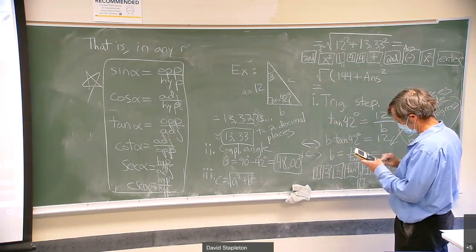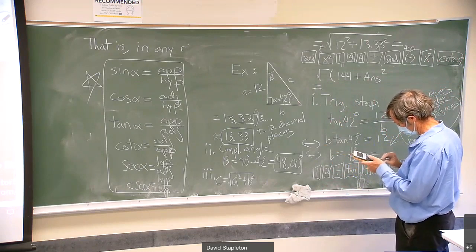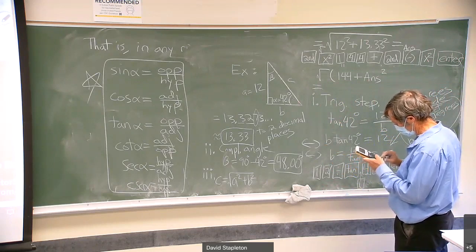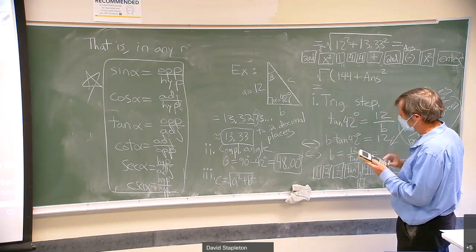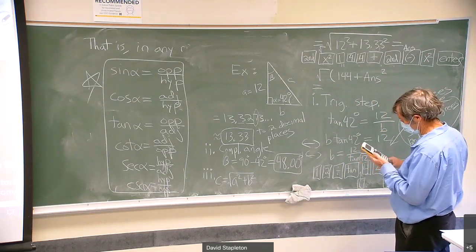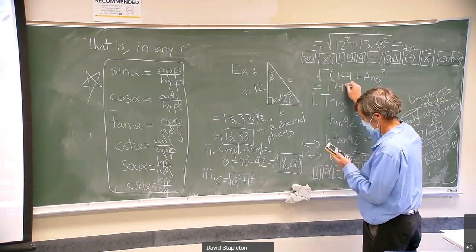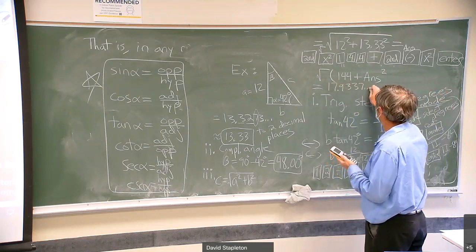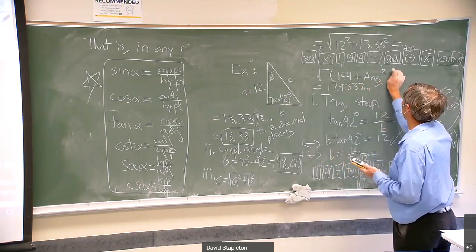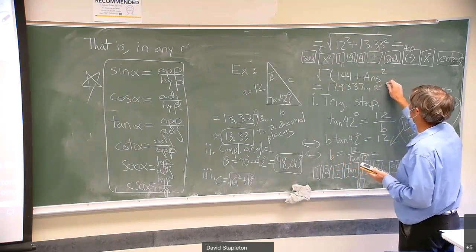Square root 144 plus answer squared. And I got 17.9337, etc.